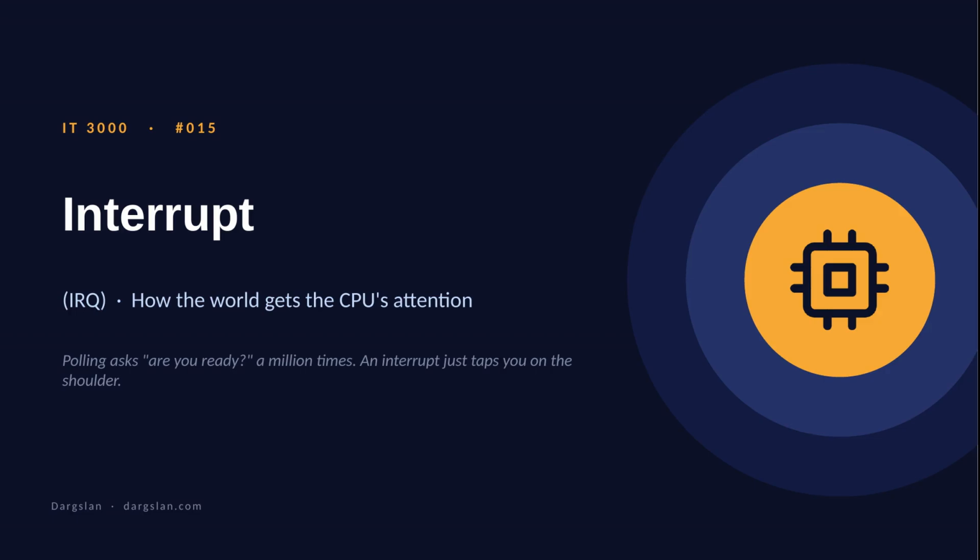Welcome back to IT 3000, episode 15, and today we're talking about interrupts. If you've ever wondered how your CPU manages to juggle a keyboard, a network card, a mouse, and a dozen background processes without losing its mind, this is the mechanism that makes it possible.